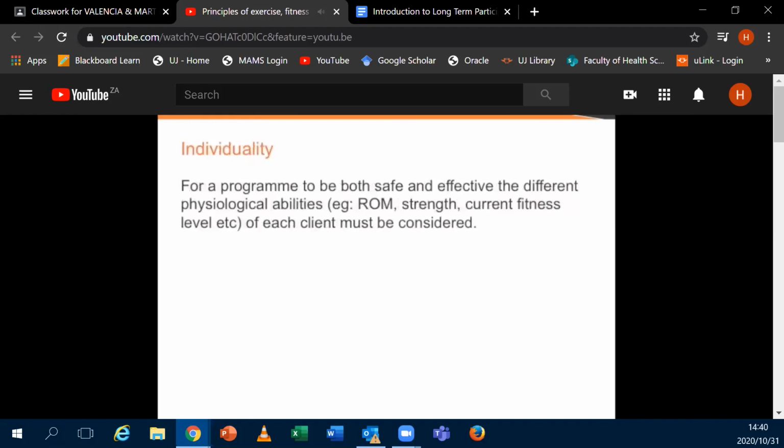Individuality. For a program to be both safe and effective, the different physiological abilities of each client must be considered. Every client will have a different range of motion, different level of strength, different fitness level.